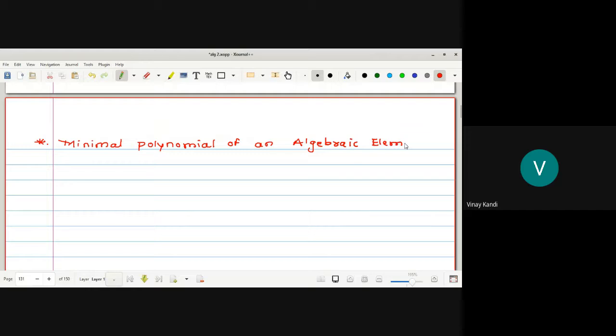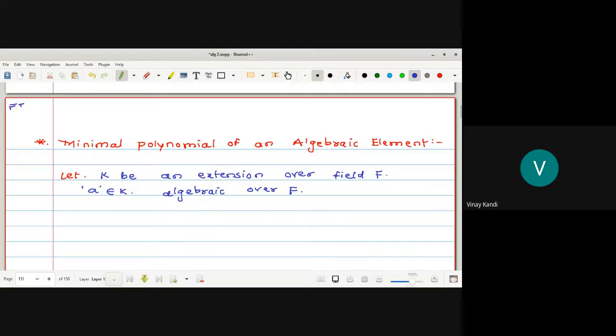Look at the definition. Let K be an extension over the field F, capital F, and A any element belonging to K, which is algebraic over F. It means that there exists a polynomial belonging to F[x], the ring of polynomials, such that this A is a root of that polynomial. So here A belonging to K is algebraic over F.